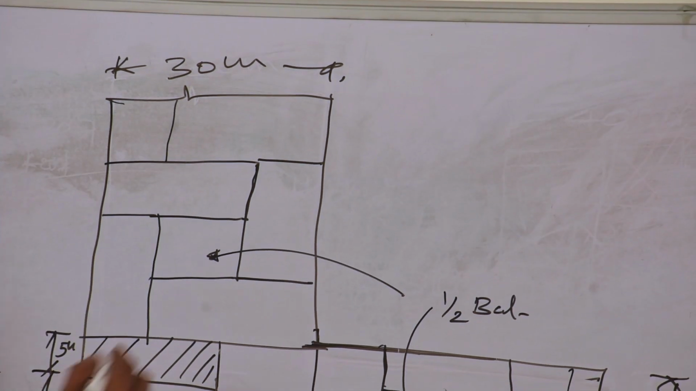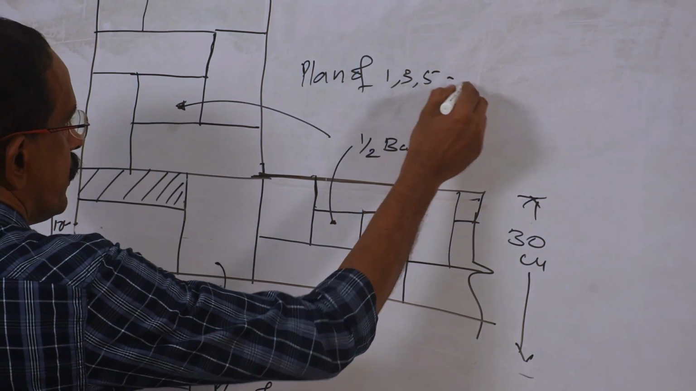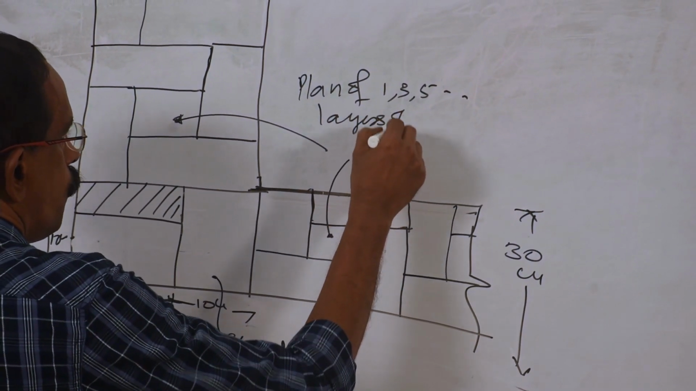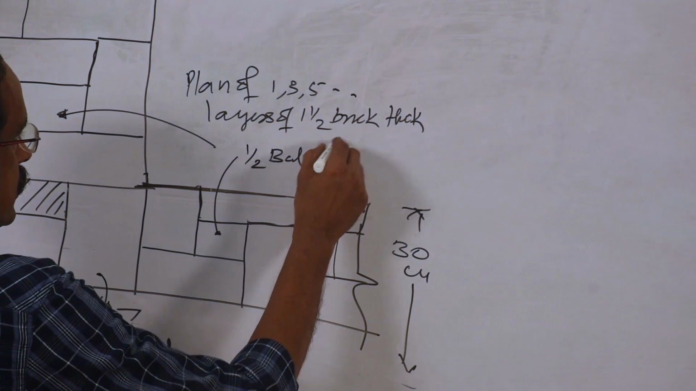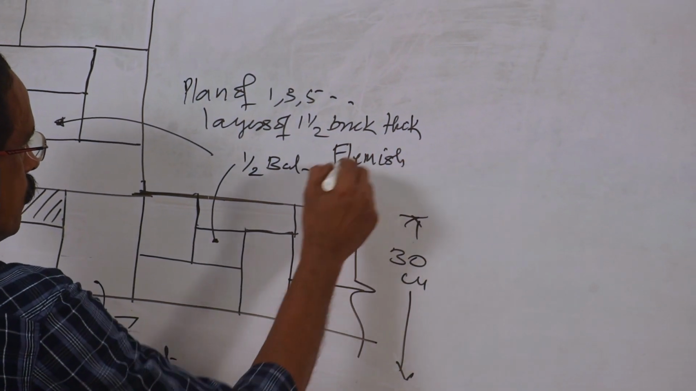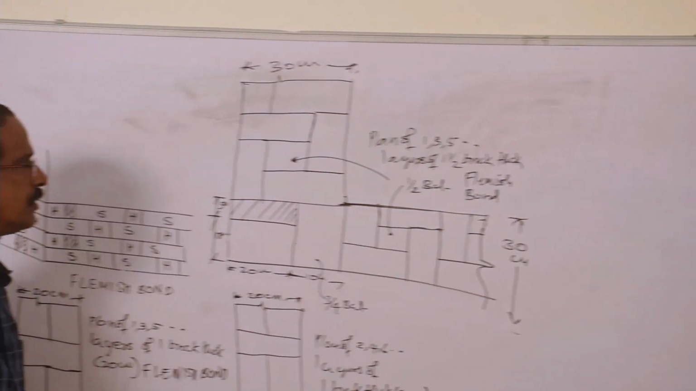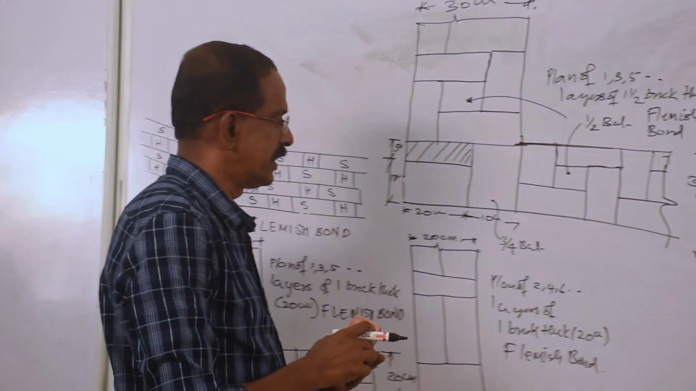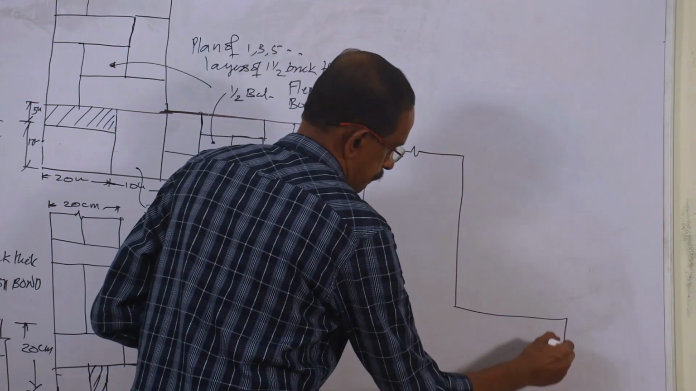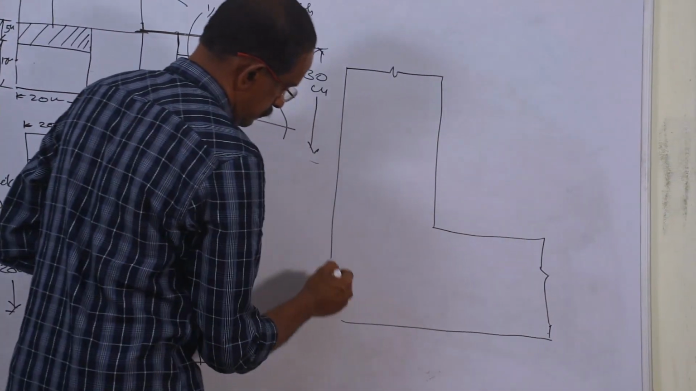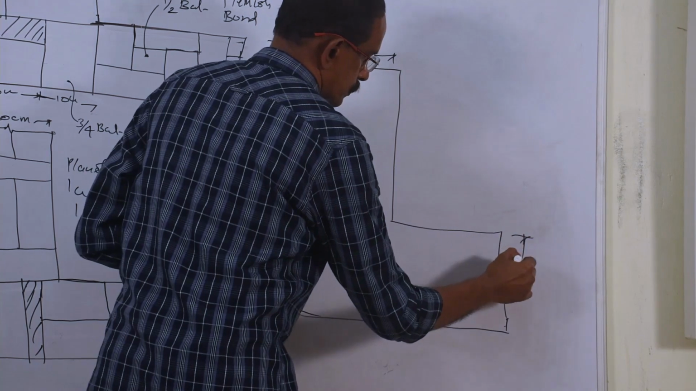That's all. So this is the plan of 1, 3, 5 layers of 1.5 brick thick Flemish bond. Okay. Now just change the axis and draw the plan for the 2, 4, 6, 8 layers. 30 centimeter. Here also 30 centimeter.